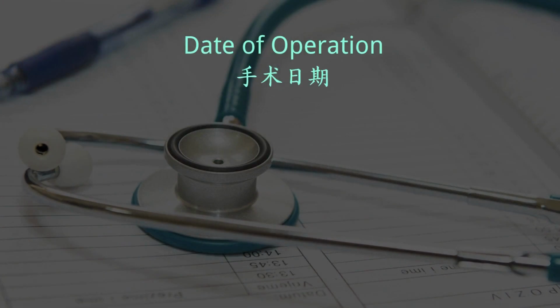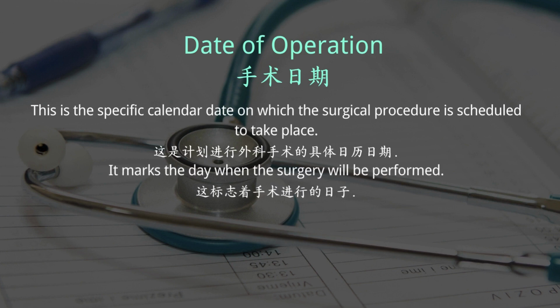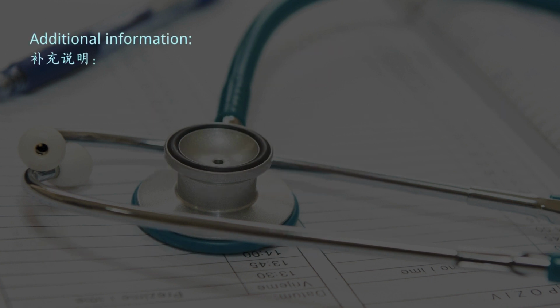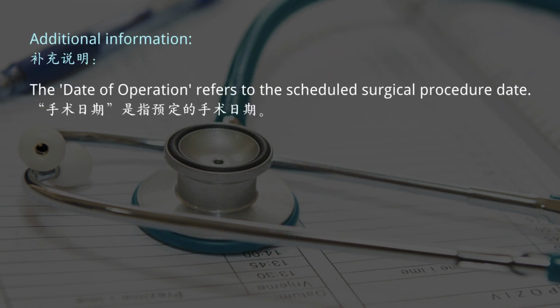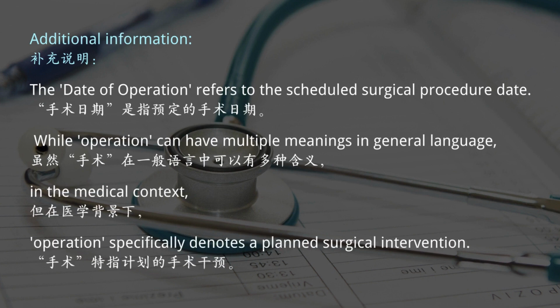Date of operation. This is the specific calendar date on which the surgical procedure is scheduled to take place. It marks the day when the surgery will be performed. Example: the date of operation for Emma's abdominal surgery is March 4th. Additional information: the date of operation refers to the scheduled surgical procedure date. While operation can have multiple meanings in general language, in the medical context, operation specifically denotes a planned surgical intervention.